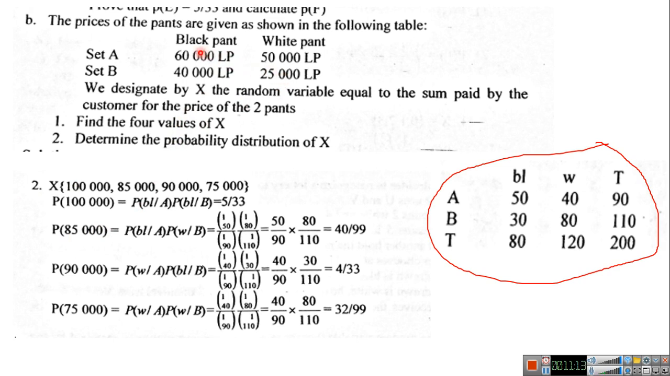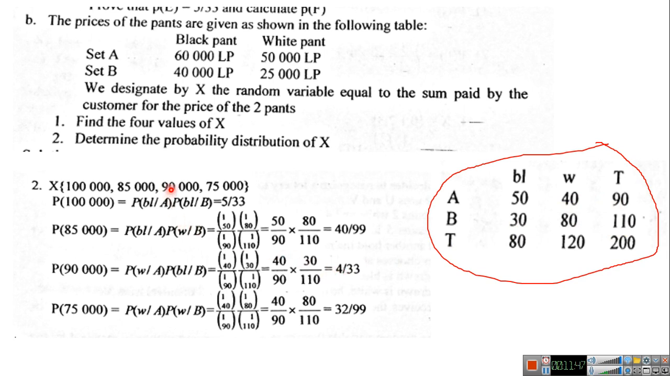So I want to buy one from A and one from B. So it's the probability of black knowing A, which is 1 out of 50 over 1 out of 90, and white knowing B, 1 out of 80 over 110. So this is the answer. For 90,000, white from A and black from B: white from A is 1 out of 40 over 1 out of 90, and 1 out of 30 over 110. So you have the answer.